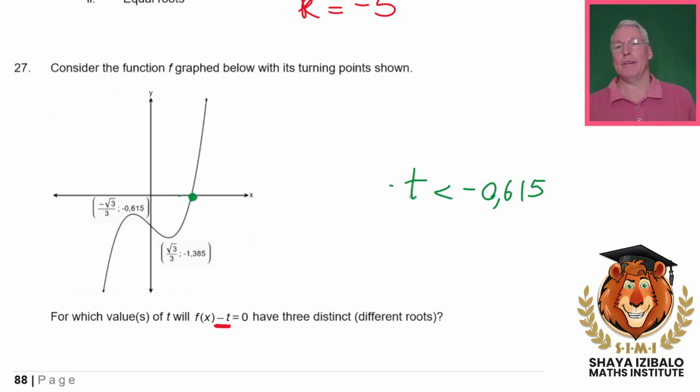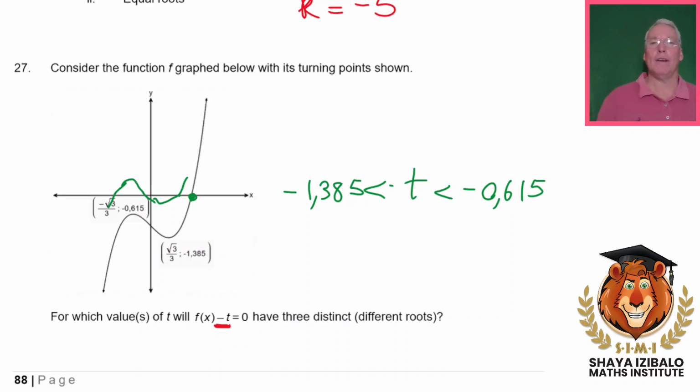I'm just going to put a number in here to try and help us. Suppose t was negative 1. Do you agree if t was negative 1, we would get negative 1, we'd get plus 1. We'd pick this graph up by 1. And this point would now be above the axis here, and we'd have an x-intercept and another x-intercept and this other x-intercept. Okay, right. But we can't pick it up by more than 1.385. So in fact, t must be bigger than negative 1.385. Right, this requires quite a lot of thought.